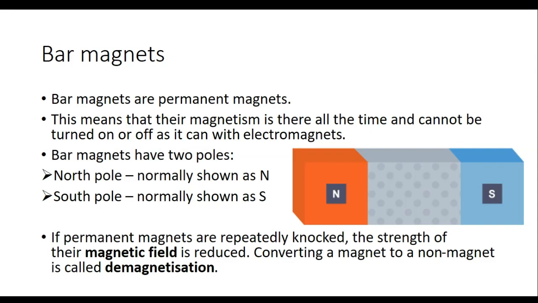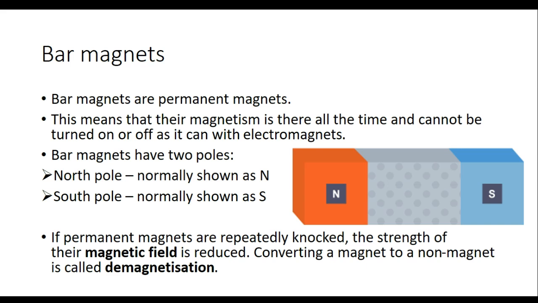Bar magnets are a type of permanent magnet. It means that their magnetism is there all the time. It can't be turned on and off. It is there all the time. Bar magnets have two poles. They have a north pole, normally represented with an N, and a south pole, normally represented with an S. So here we have our diagram of a bar magnet, and you can see the north pole on the left side and the south pole on the right side.